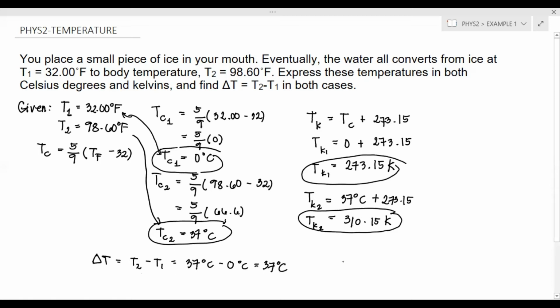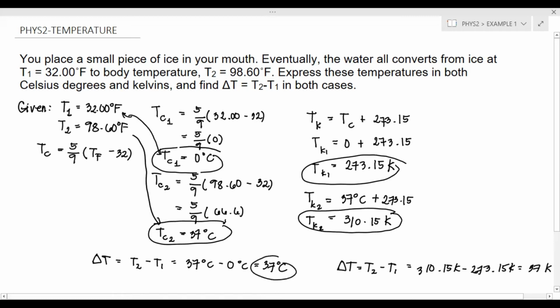And then for the kelvins, we have here T2 minus T1. That's 310.15 Kelvin minus 273.15 Kelvin. You will get 37 Kelvin. So you can observe they both have the same values.